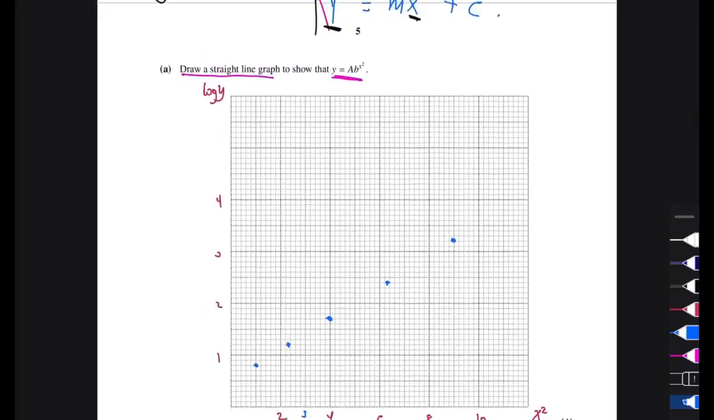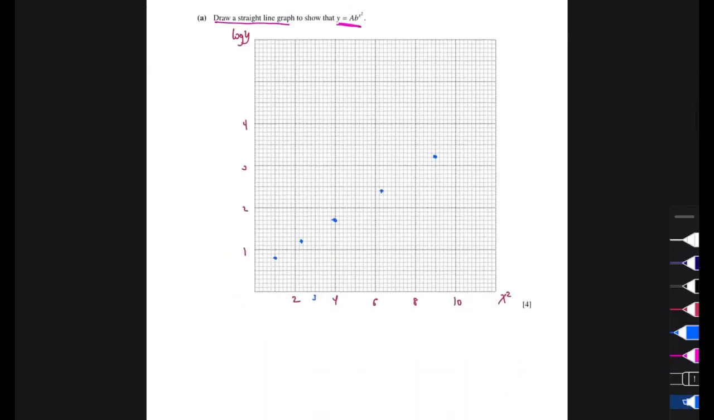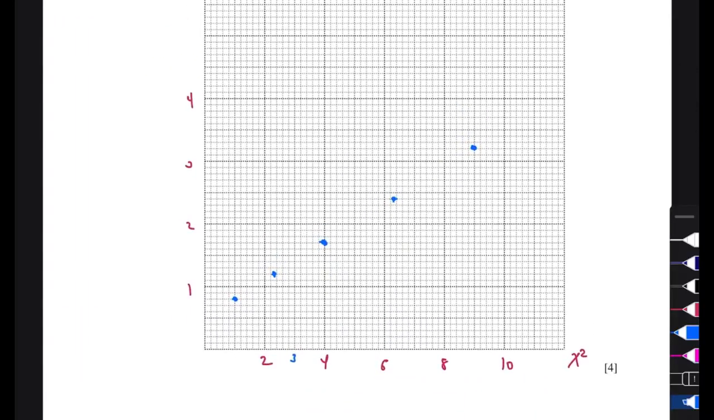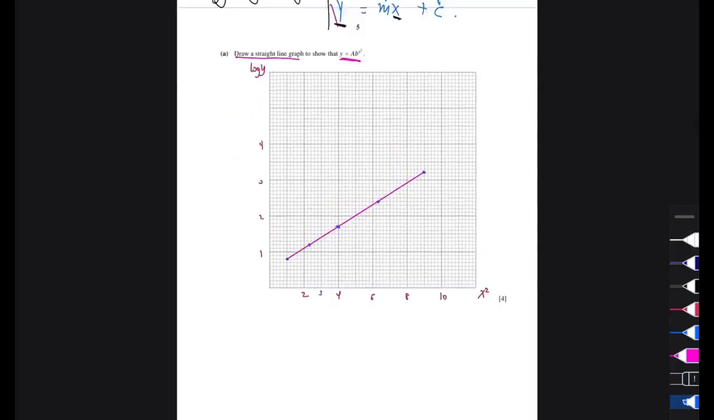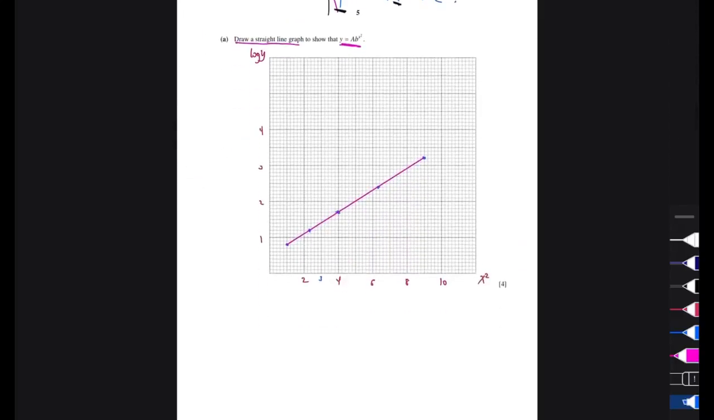Okay. So now that we are done, we need to draw a straight line. So we just hold on like this. I can use maybe a different color to bring the shape out. Okay, so that's a straight line going through all the points. So that's how to go about it for 4 marks.